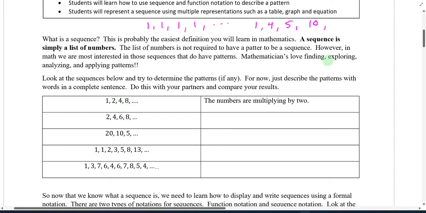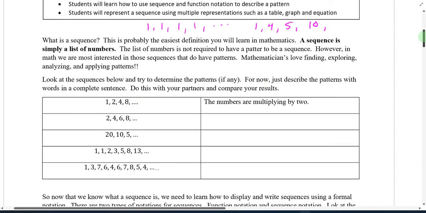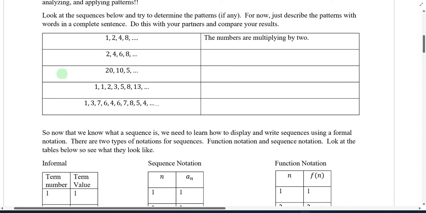Okay, so hopefully you've taken a few minutes to take a look at some of these sequences here. So I did the first one here for you. This was the sequence that we saw in the warm-up, and we had described this in words in the warm-up as well. This is the sequence where the numbers are multiplying by 2, right? So 1 times 2 is 2, 2 times 2 is 4, 4 times 2 is 8, so forth and so on.